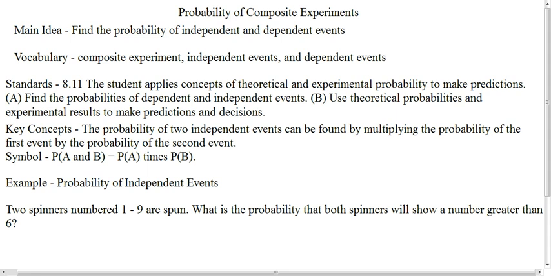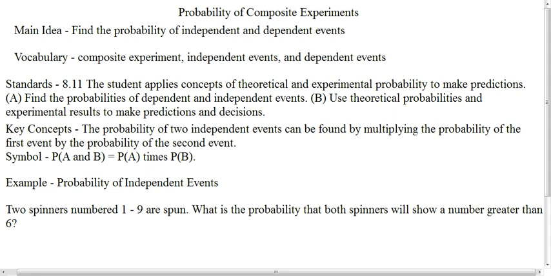And we're talking about standard 8.11, where the student applies concepts of theoretical and experimental probability to make predictions. We want to find the probability of dependent and independent events, and we want to use theoretical probabilities and experimental results to make predictions and decisions.